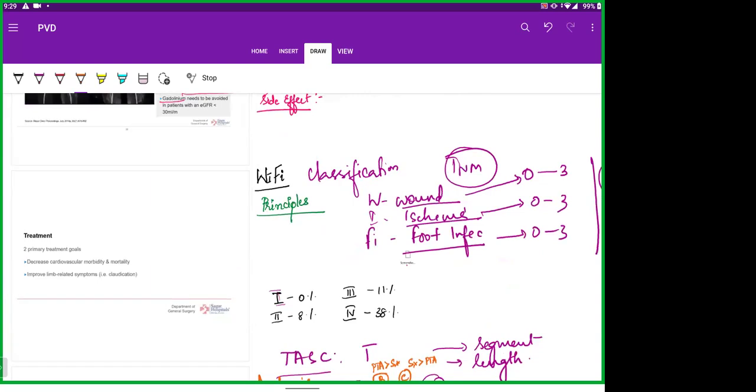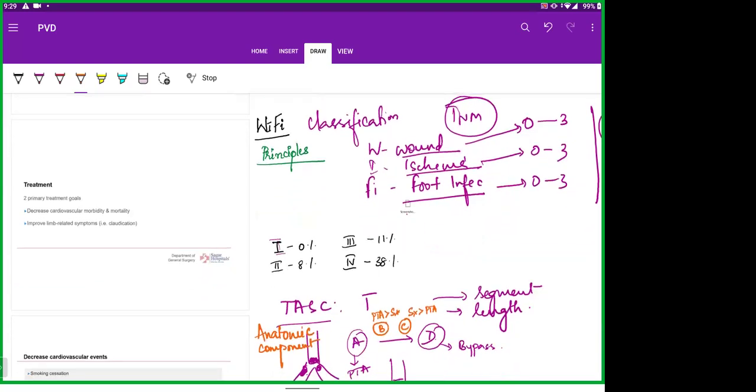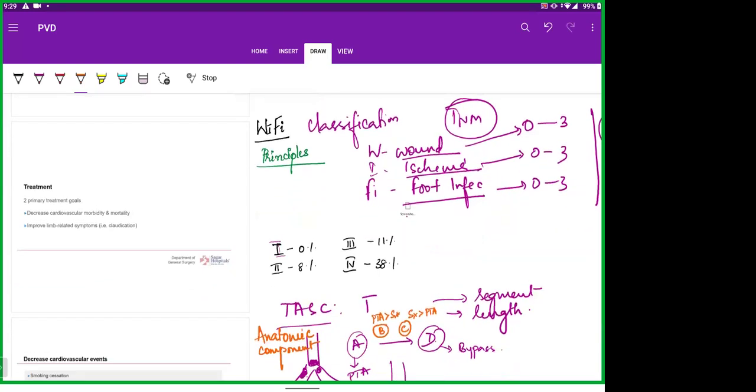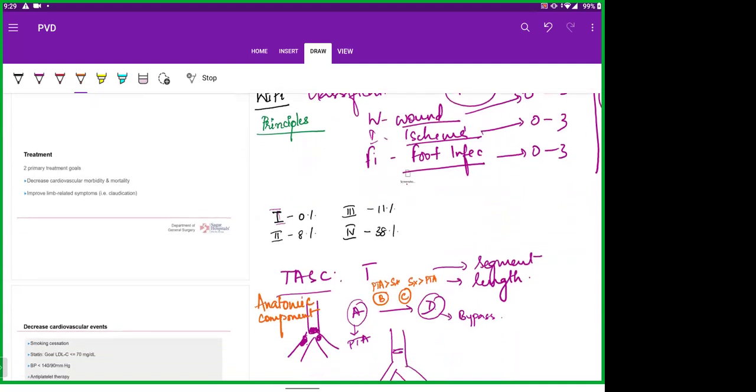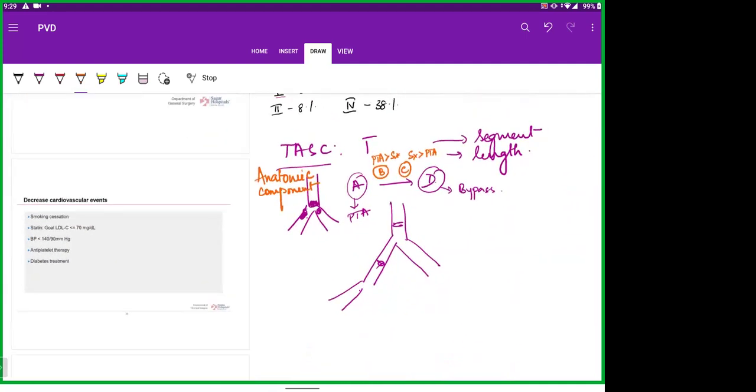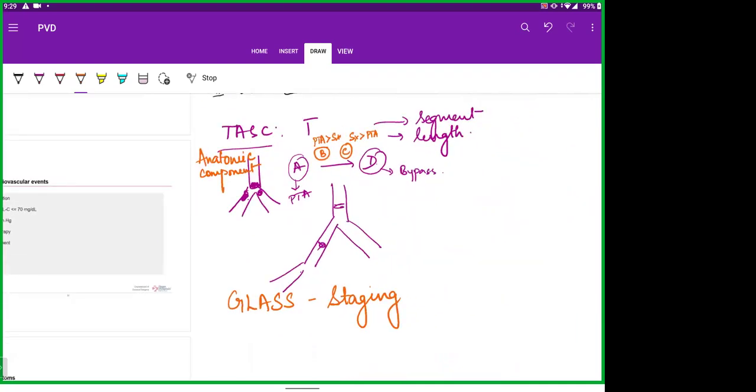If at all you cross this level and your examiner is impressed, then the final question in terms of staging can be what is the latest available staging for PAD. That would be GLASS staging, GLASS. GLASS staging was very recently introduced, less than 2 years ago. Still a lot of data is coming in on how good it is, but just remember the name GLASS staging.